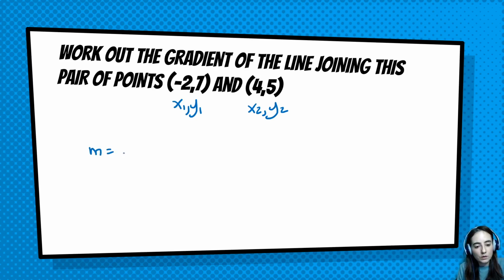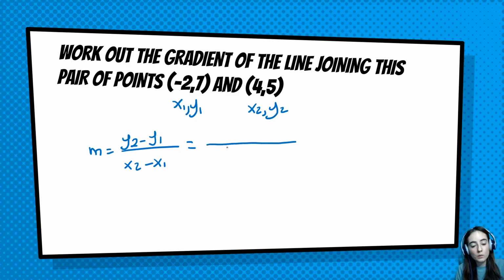m equals (y2 minus y1) over (x2 minus x1). I hope that by the end of this video you're brainwashed and this is a formula that sticks to you. Okay, so now we want to substitute our points. y2 is 5, minus y1, which is 7. There we go.